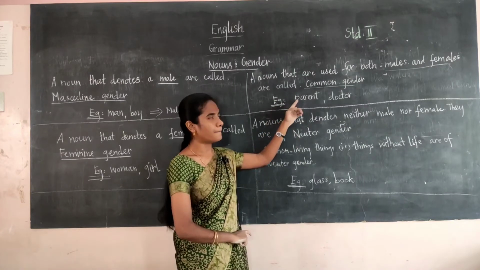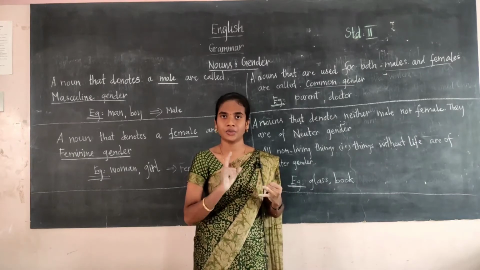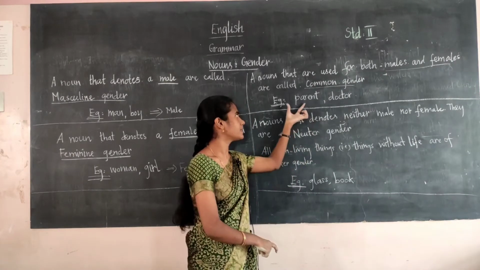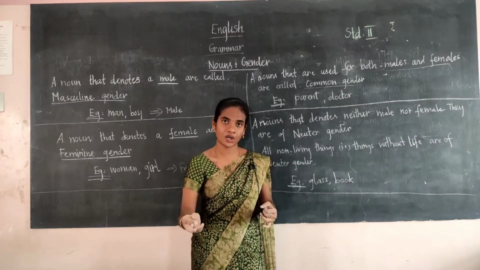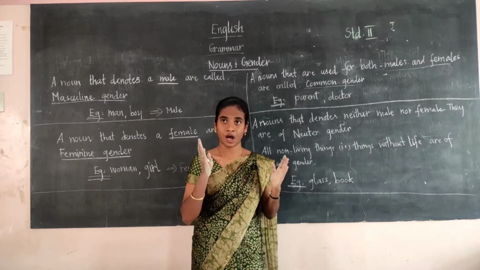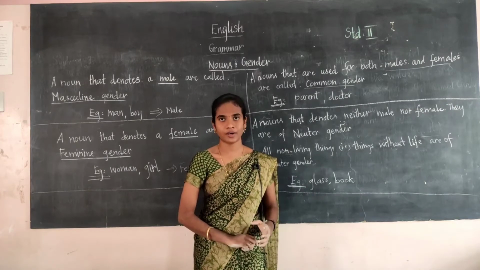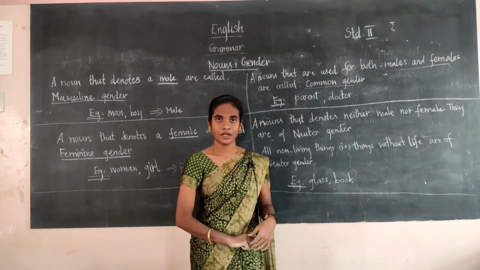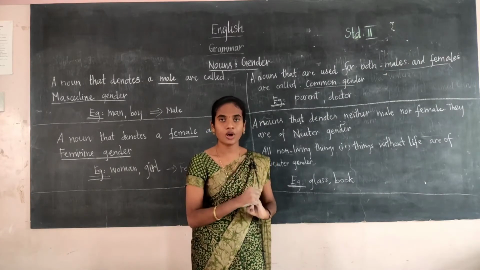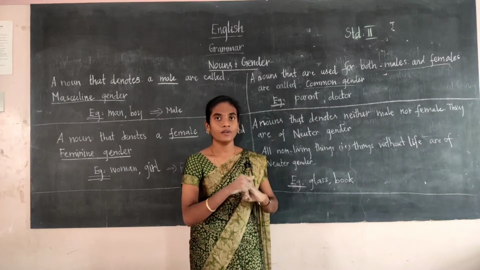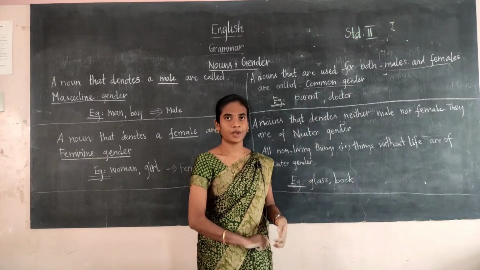For example, parent. Parent means both father and mother together, so parent is a common noun. Doctor: there may be a male doctor or a female doctor, but we simply say doctor. For both male and female we say simply a doctor. So this is an example of a common noun.